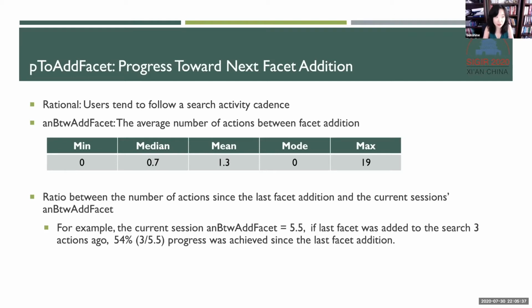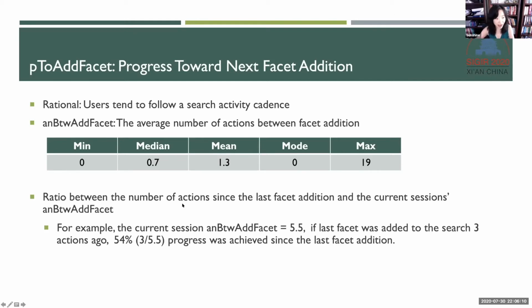In order to investigate this variable, we first propose an intermediate variable, which is AND between add facet. This is the second bullet point here. That means we want to calculate the average number of actions between facet additions. We do some statistics here, and we find the mean is 1.3. So that means on average, people will perform 1.3 actions before adding a facet.